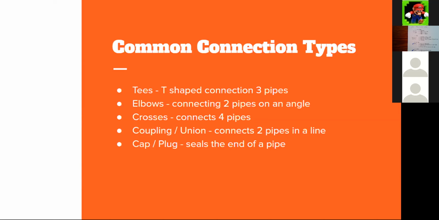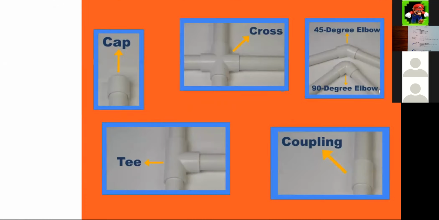You can connect PVC piping using couplings or unions, and caps and plugs just seal off one end if you do not want to connect a pipe on that end. These are some pictures of the common connection types as I described them.